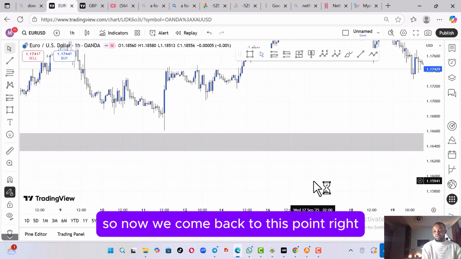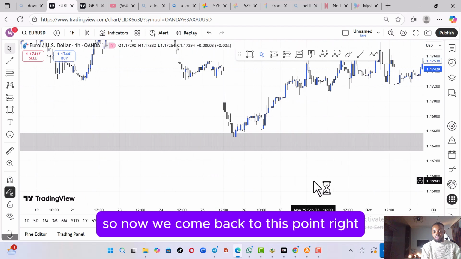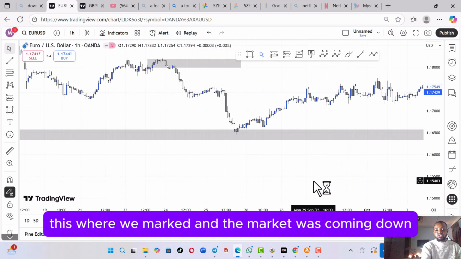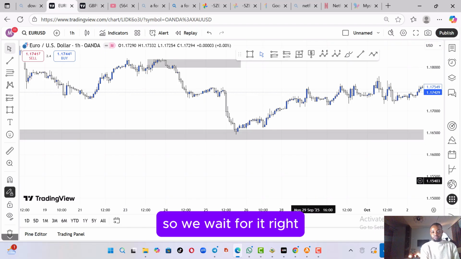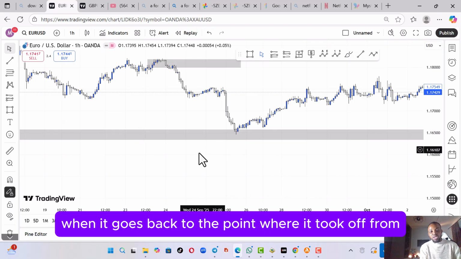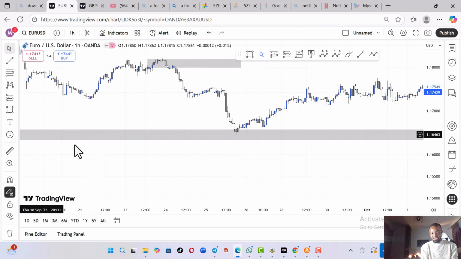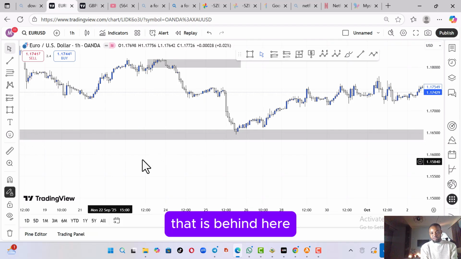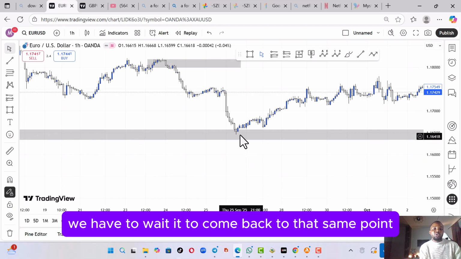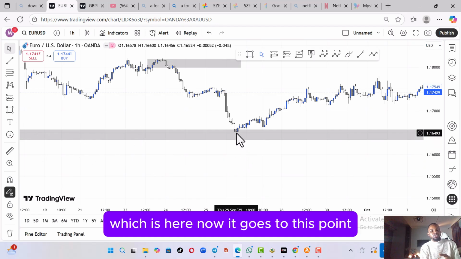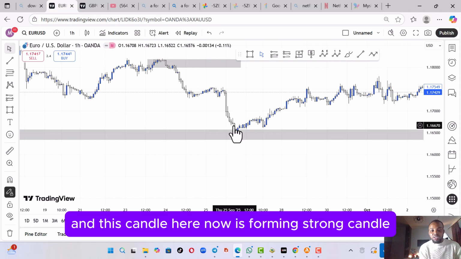So now we'll come back to this point, right? This is where we marked and the market was coming down, so we'll wait for it, right? So now when it goes back to the point where it took off from, that is behind here, we had to wait for it to come back to that same point, which is here. Now it got to this point and this candle here is forming a strong candle.